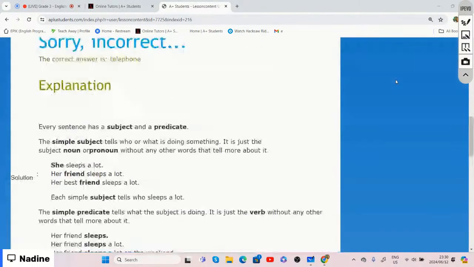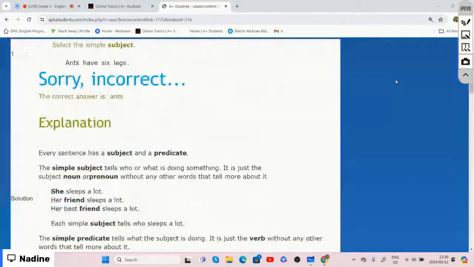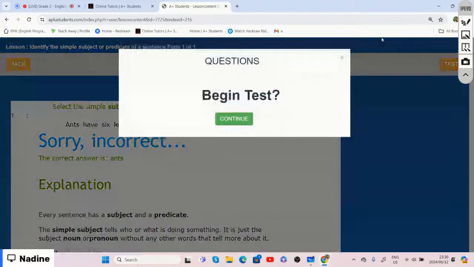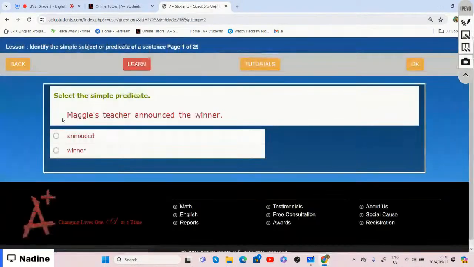All right, so now let's go to our test, where we are going to identify the simple subject or the predicate of a sentence. It says we need to select the simple predicate within that sentence. Remember we said that the simple predicate is only the verb within that sentence, the action, not all the other extras. So only the verb is our predicate.